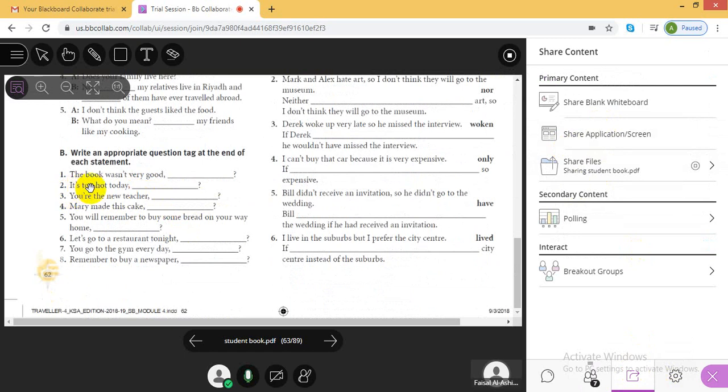When I say, the book wasn't very good, I want to put a question tag here. A question tag is a matter of helping verb plus subject. It comes here at the end of the sentence. Why do we use question tags? To make sure of the issue.